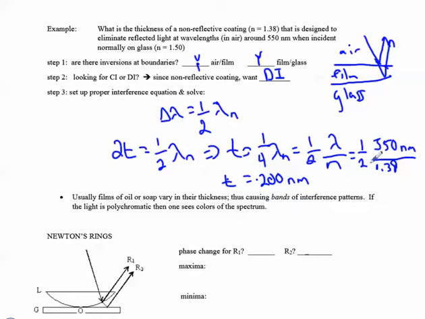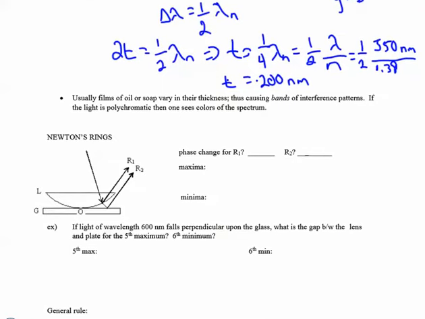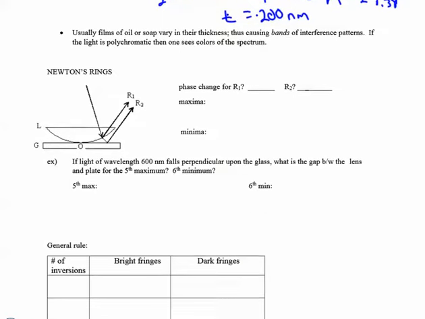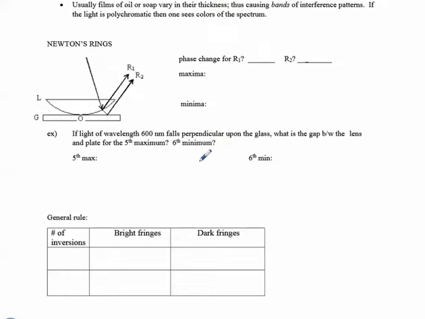The last application is very similar to the first one. This applies to something called Newton's rings, which I'll show you in class. Essentially what Newton's rings are is you have a curved piece of glass. This is highly exaggerated. Think of a very thin lens touching a flat plate of glass, so that there is an air gap between the curved part of the lens and the glass here.